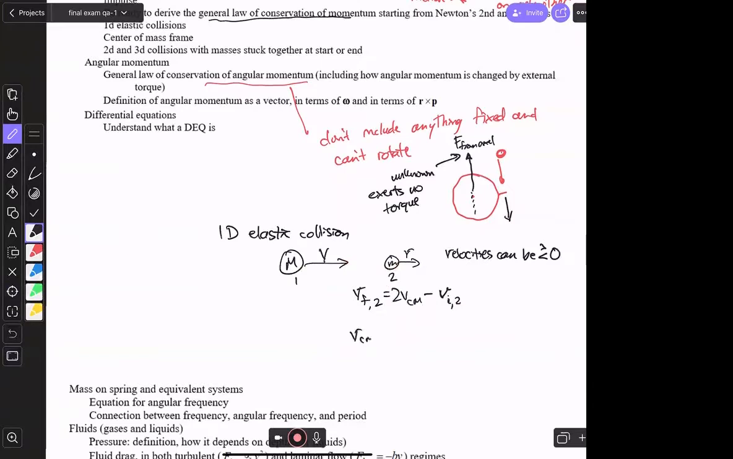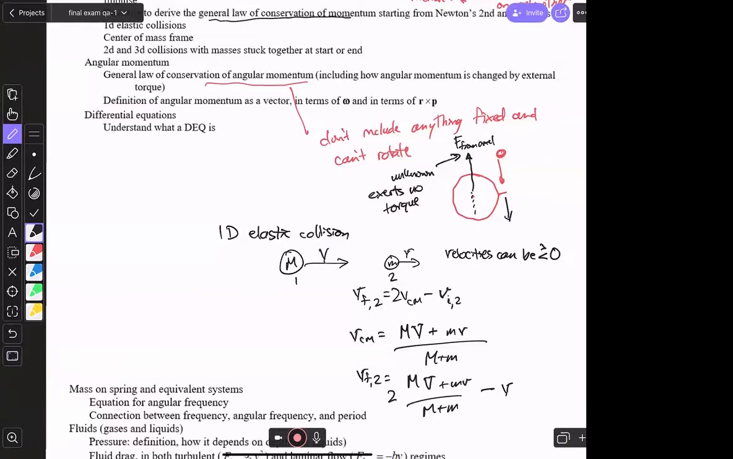The velocity of the center of mass is the mass of one object times its velocity plus the mass of the second object times its velocity, divided by the total mass. So it's literally a weighted average, weighted by the mass of each object. And so, for example, the final velocity of object 2 would be twice that velocity minus the initial velocity of object 2, which we're just calling little v. You could simplify that further, but I'm not going to spend the time to do that.